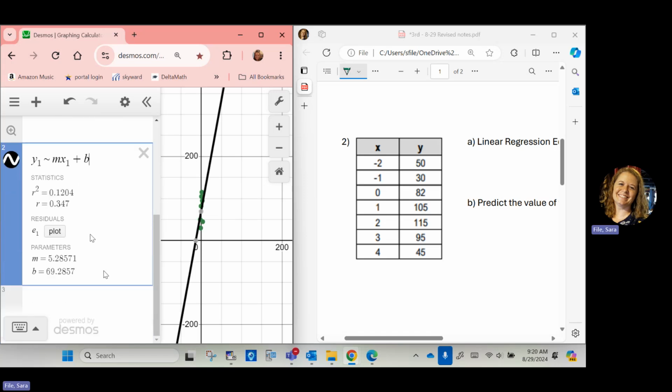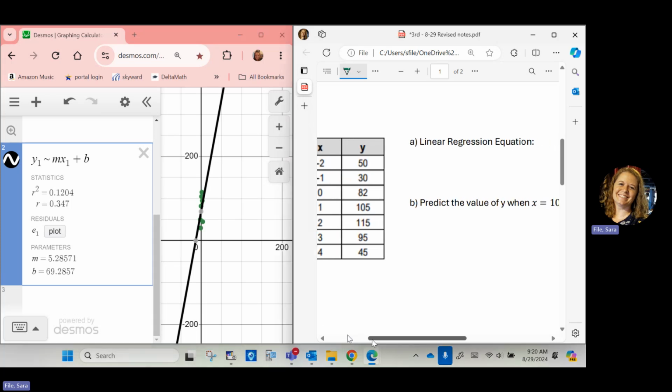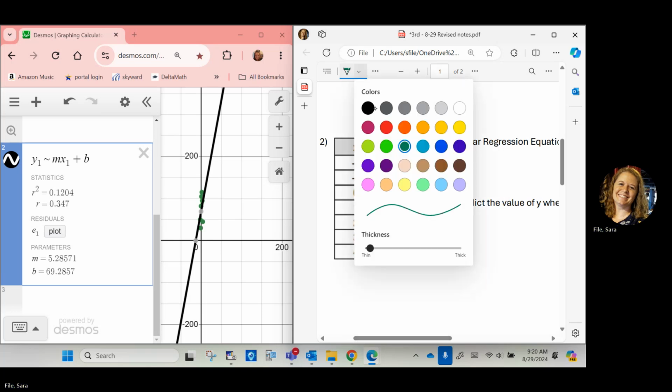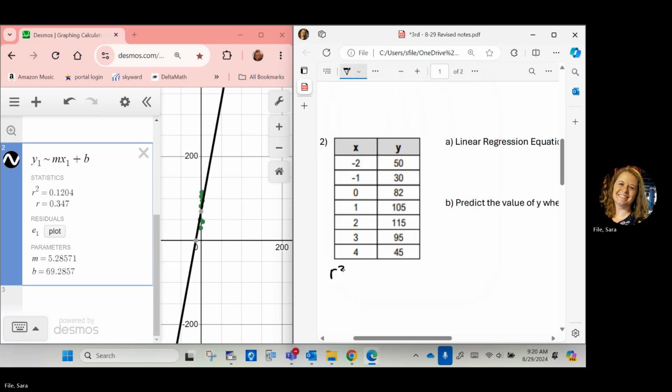Okay, so looking at the statistics and the parameters that this gives us, I'm going to go over here and label that. I'll just label underneath the table what R squared came out as. So R squared came out as 0.120 if I'm rounding to the thousandths. Is that closer to 0 or 1? Still closer to 0. It's a little bit better than number 1, but it is still not great.